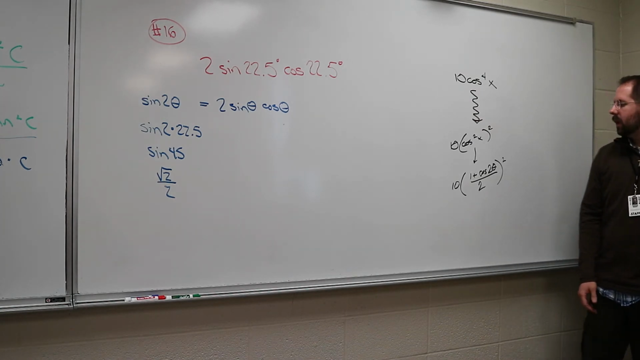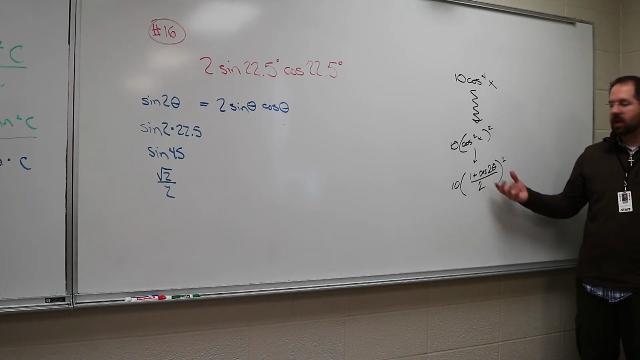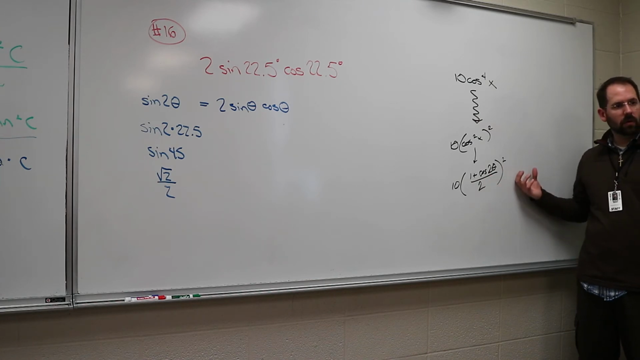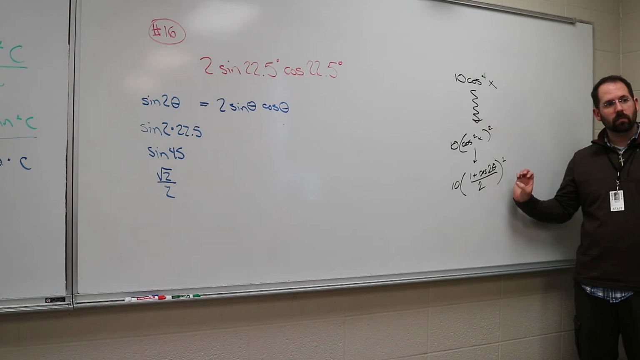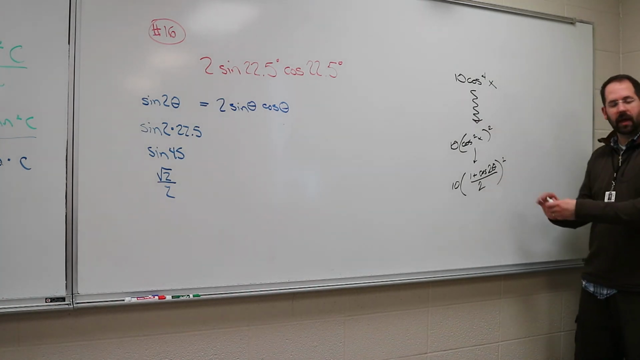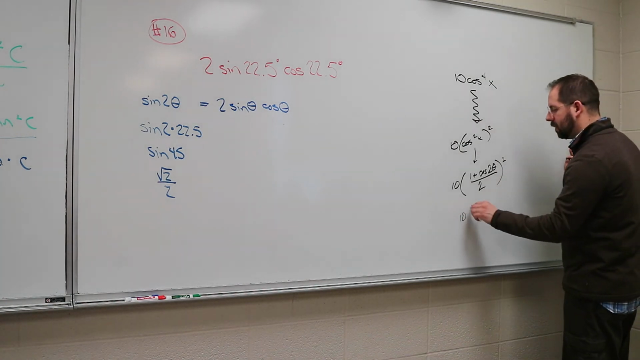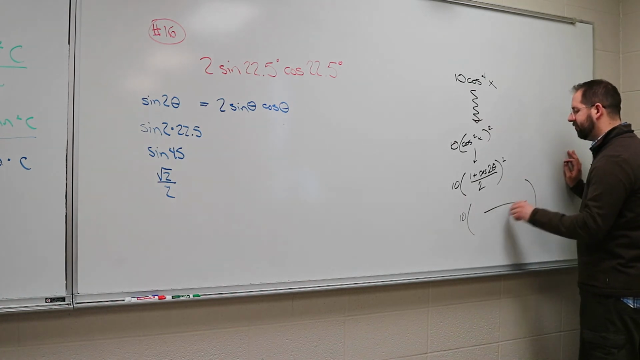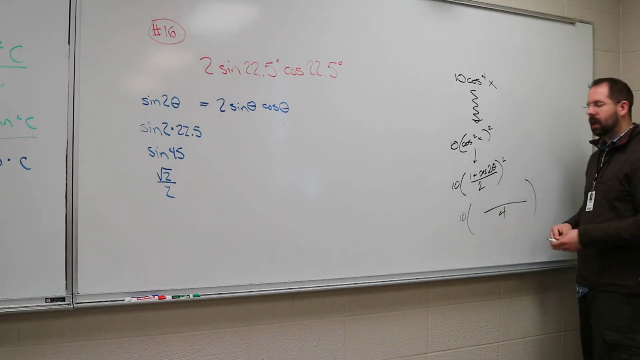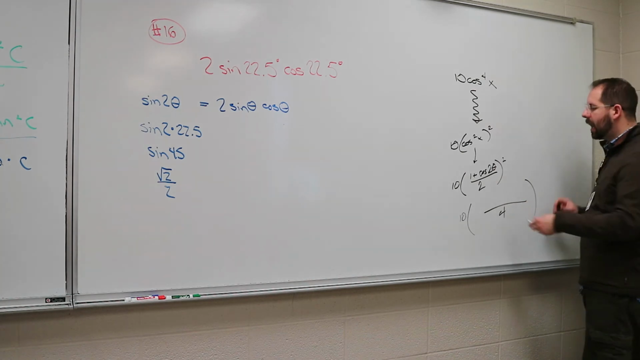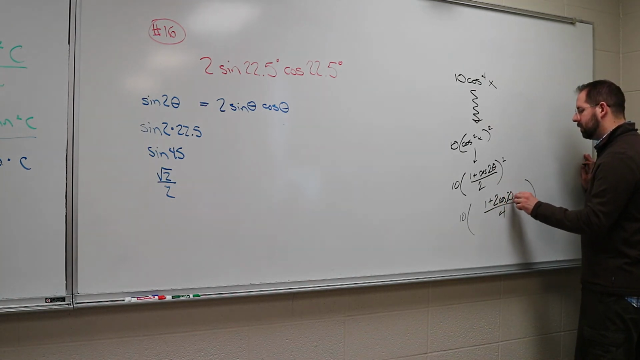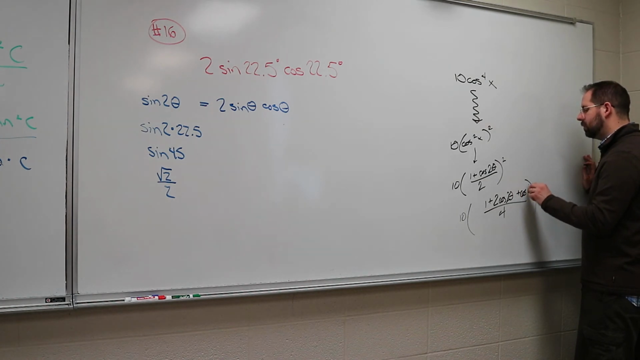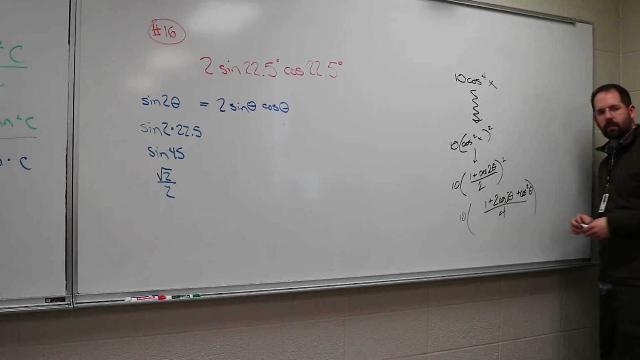What you'll have to do is write 2 of these parentheses out and multiply them together, and you'll get something like this. You're going to get a big 4 on the bottom because it's 2 times 2 on the bottom. The top you're going to have to FOIL: first, outer, inner, last. You get something like 2 cosine 2 theta, and you get a cosine squared theta.